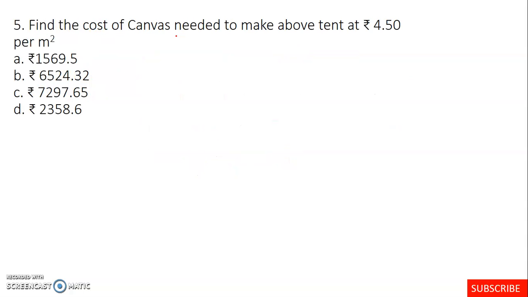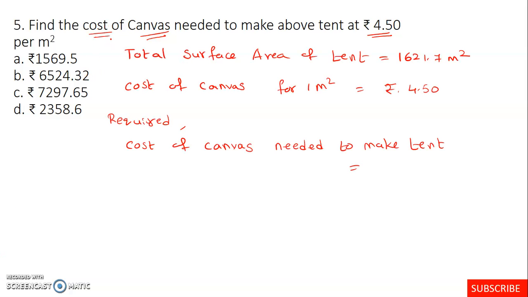Next question. You have to find the cost of canvas needed to make the above tent. To make the tent we need canvas, isn't it? What is its cost? Its cost is rupees 450, which means 4 rupees 50 paise per meter square. We have to find the total cost, the canvas cost to make the whole tent.